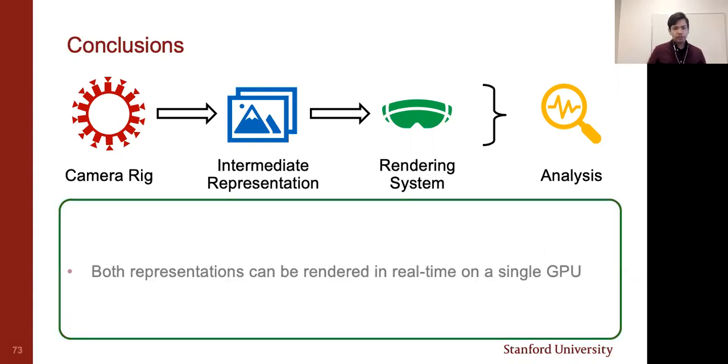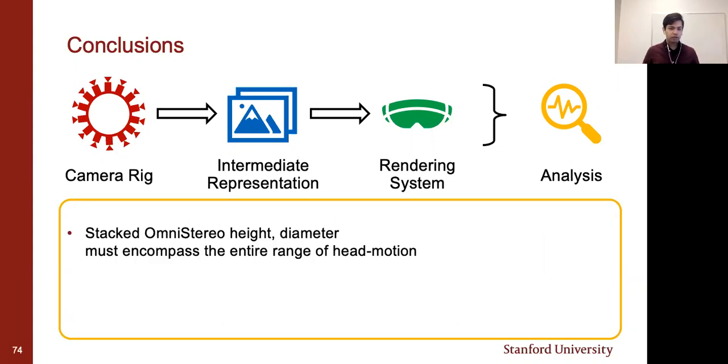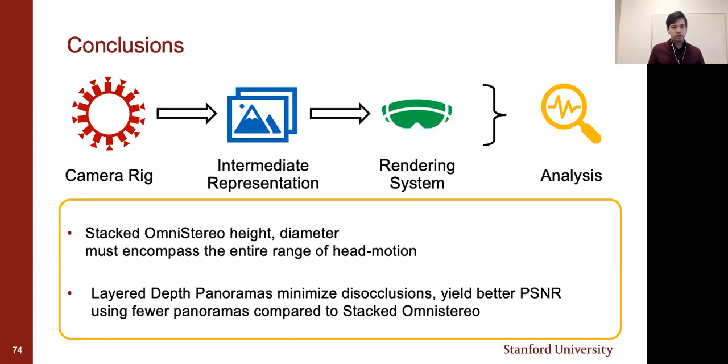We saw that both of these representations can render real-time head motion parallax on a single GPU. We also saw that stacked omnistereo panoramas must be wide enough in diameter and tall enough to encompass the entire range of head motion to minimize disocclusion holes. And layered depth panoramas produce fewer disocclusion holes and lead to a slightly higher image quality compared to stacked omnistereo using fewer panoramas.